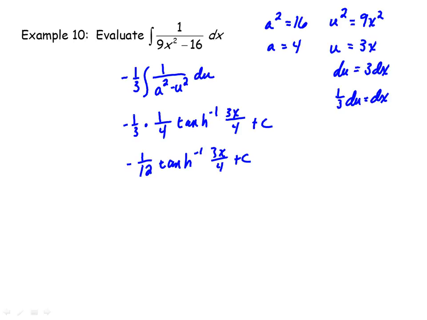Questions? Because what we have is 1 over u squared minus a squared, and compare that to the third formula. It's the integral of 1 over a squared minus u squared. So to flip it around, we have to use that negative. Anything else?